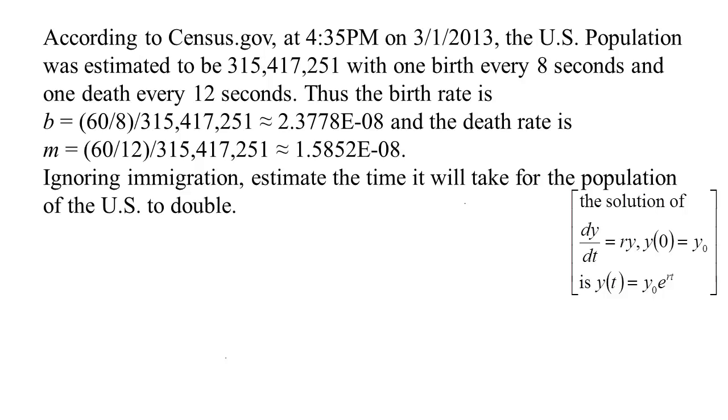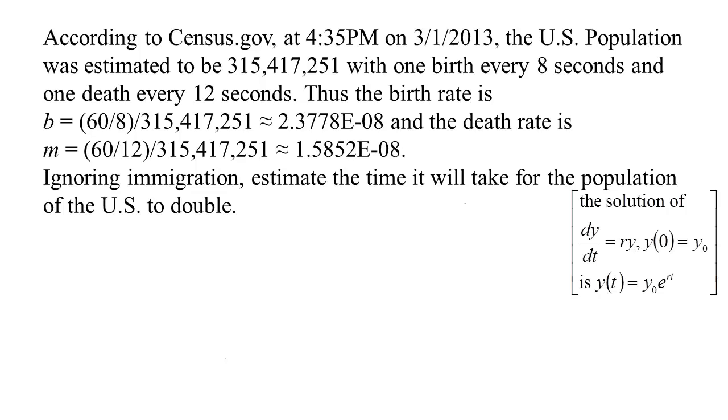Here's a population model. Looked on census.gov, and the U.S. population right now is about 315,000 people, and there's one birth every second and one death every 12 seconds. So the birth rate, I calculated that by taking 60 seconds divided by those 8 births.